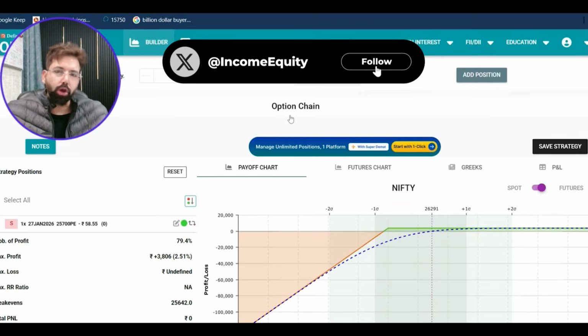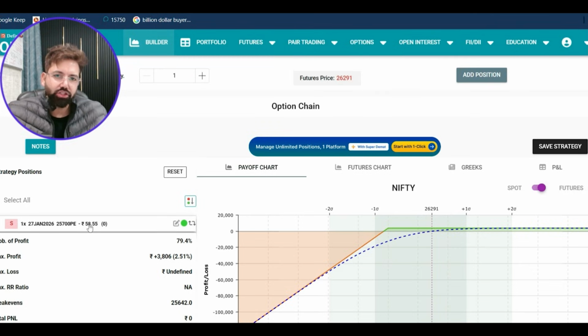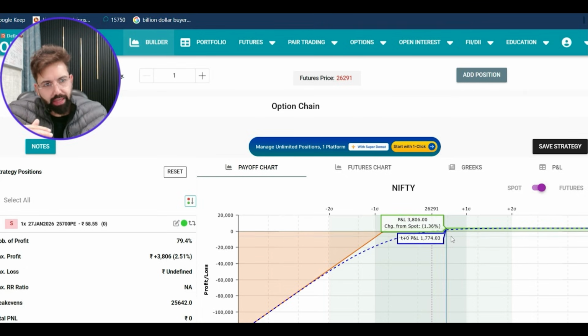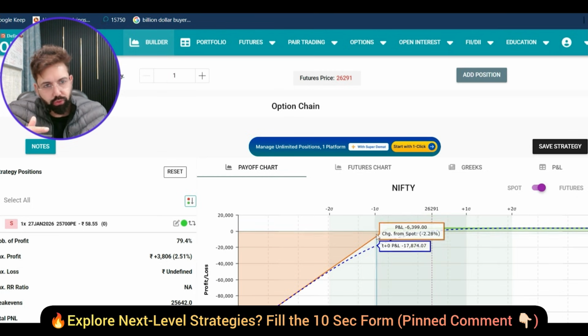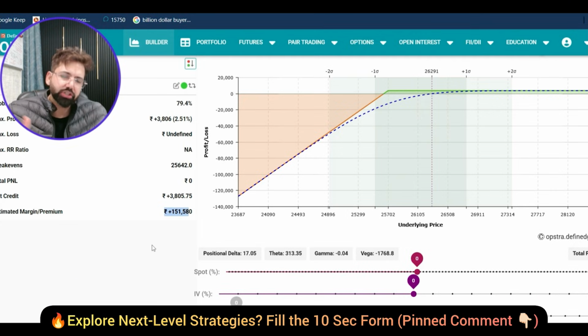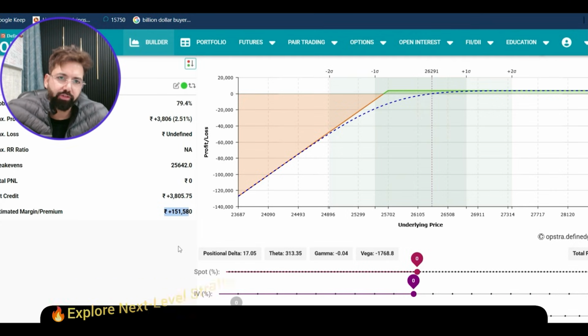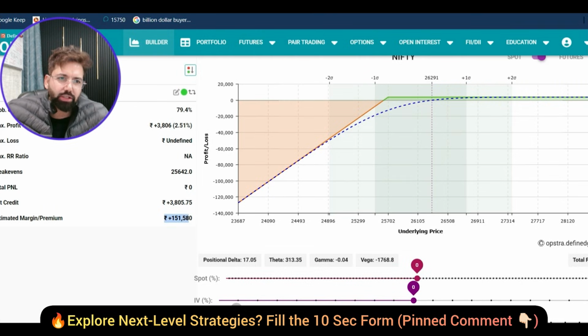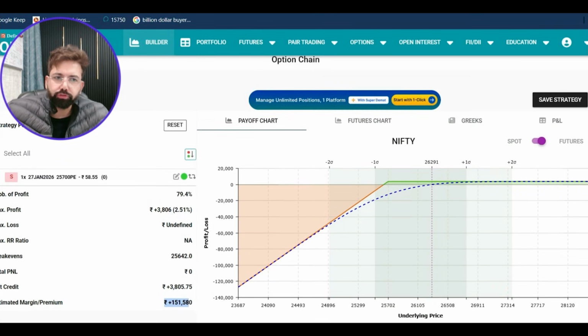So here we are on an option simulator. As you can see, in the current series we look to sell the 25,700 put, which is obviously the support level. Now when we sell this, the graph looks like this: it's flat if the market stays above it. But if the market starts to crash, we see a big red zone. Not only that, the estimated margin being charged is approximately 1,50,000. So on the whole, it doesn't look like a good strategy if markets start to crack.